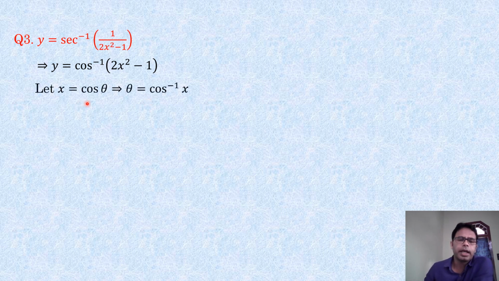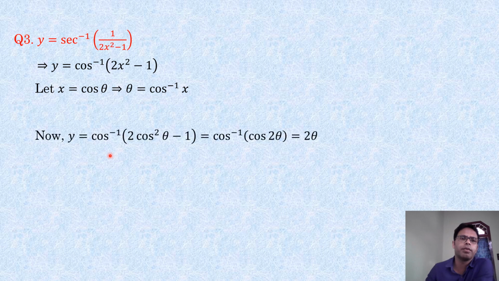So I am taking x is equal to cos theta, so theta will be equal to cos inverse x, and use this result in place of x here. Therefore y is equal to cos inverse of 2 cos square theta minus 1, and cos inverse of 2 cos square theta minus 1 is simply cos 2 theta. Then the inverse and forward function will eliminate each other, it is simply 2 theta. Actually there are some conditions also.